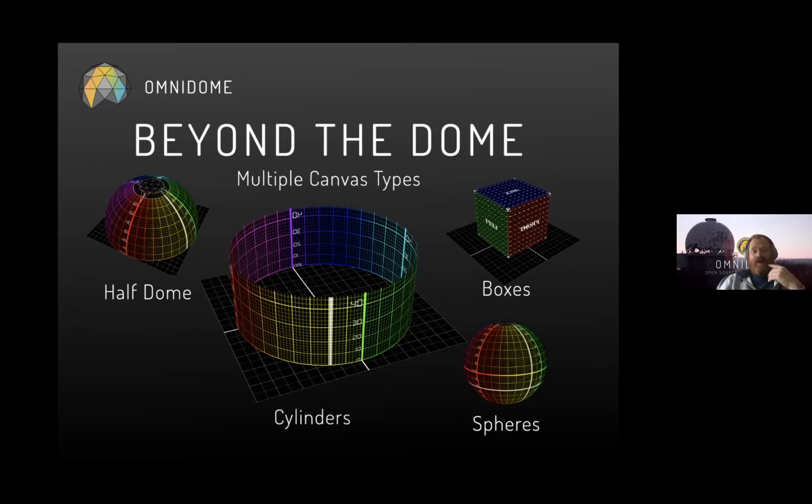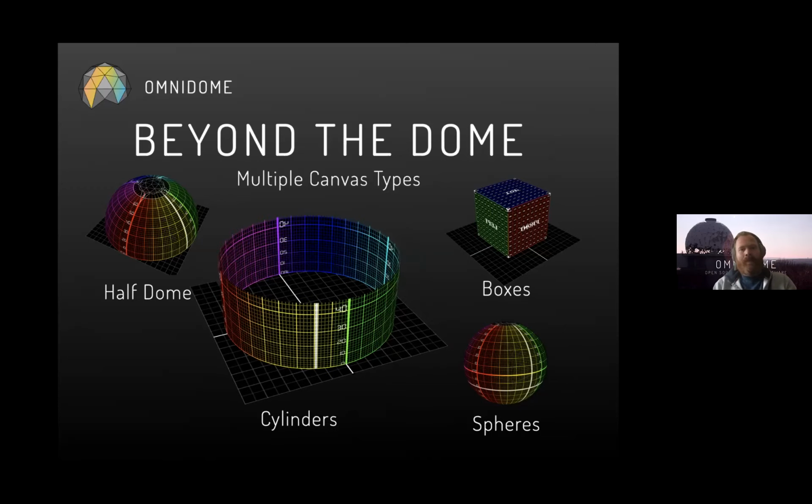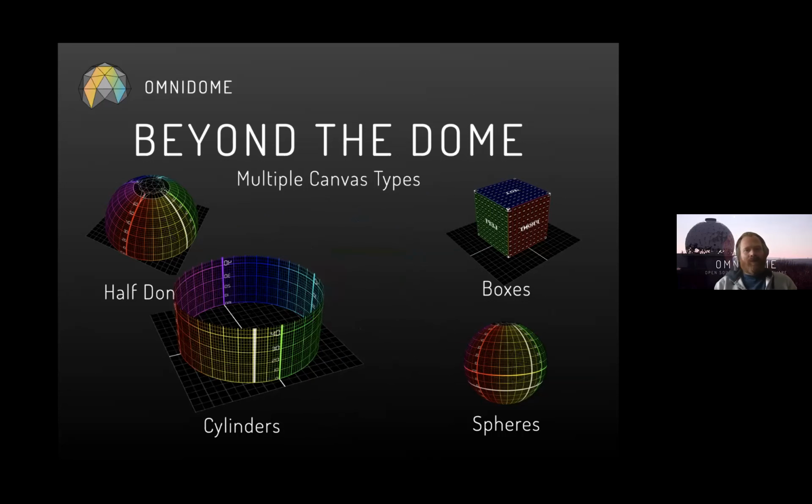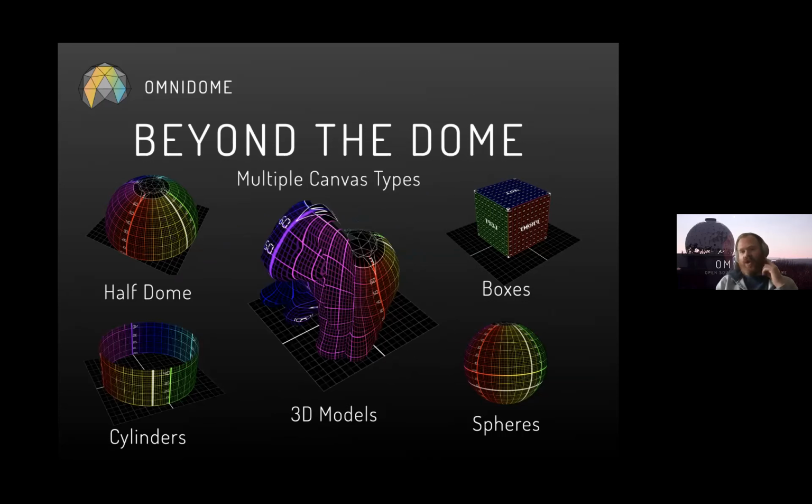Cylinders are really cool. I've got one example later on of us doing this with a real event with one of these big kind of information points in the middle of a convention center. So one of these big glass information point cylinders that we mapped with Omnidome. And then finally 3D models, which really means you can load in any geometry and then as long as you can cover it with your projector images, you can map something onto it.